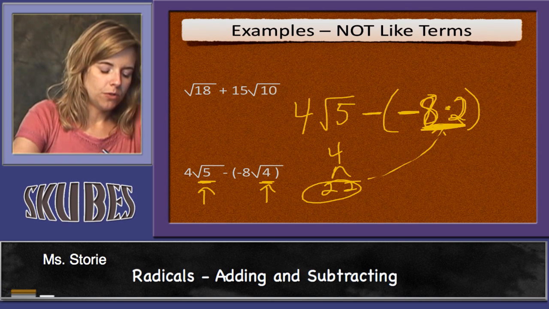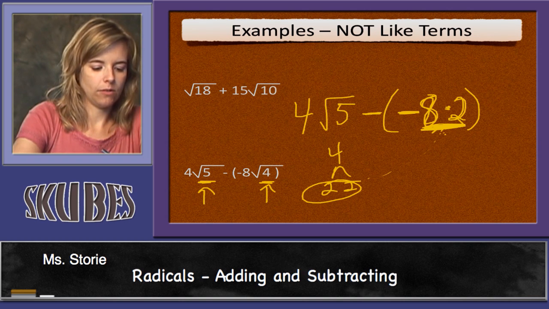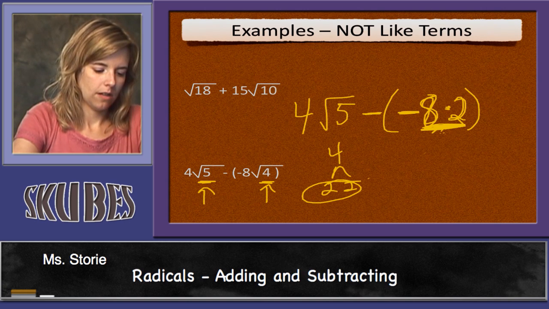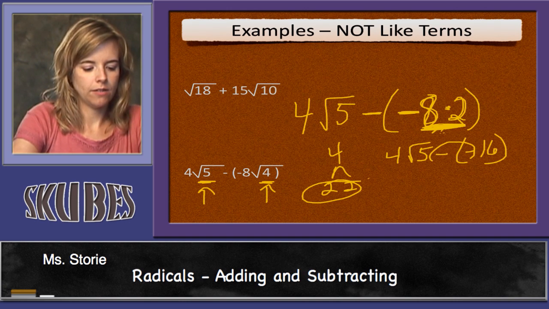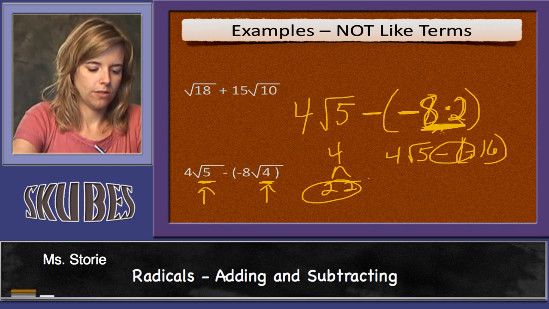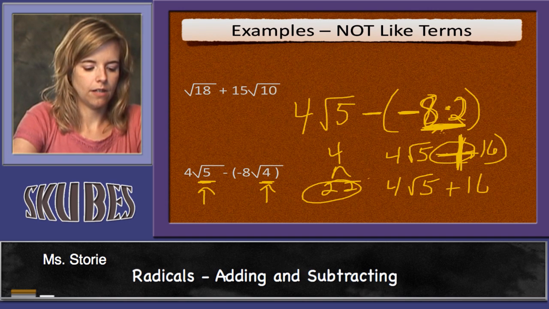Now, once you do that, you can then deal with that negative sign that you've got outside of the parentheses. So, if we're going to look at 4 radical 5, subtract negative 16, what happens when two negatives collide with each other? It turns into a big old positive. So you've got 4 radical 5 plus 16.